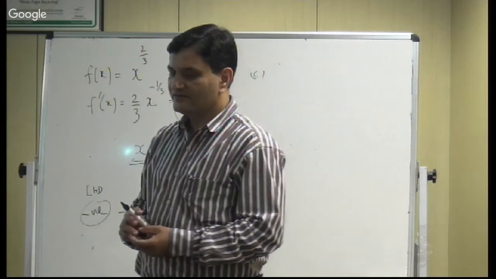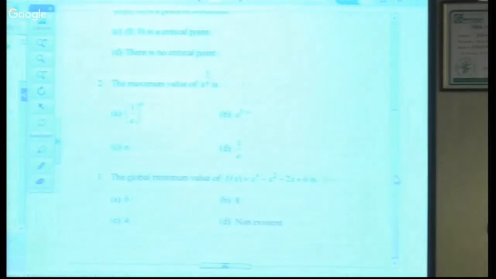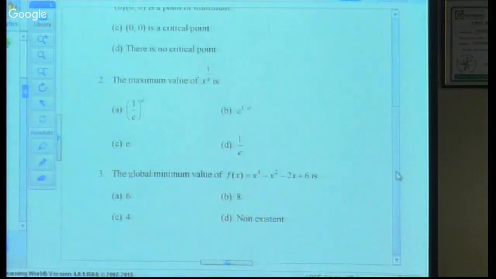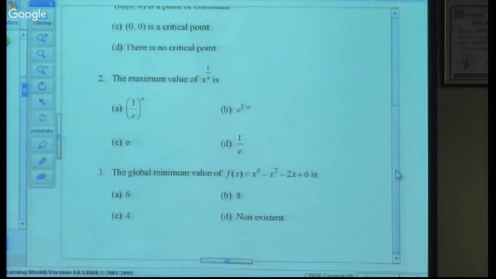Now, second question. This second one is also very simple. Just see.